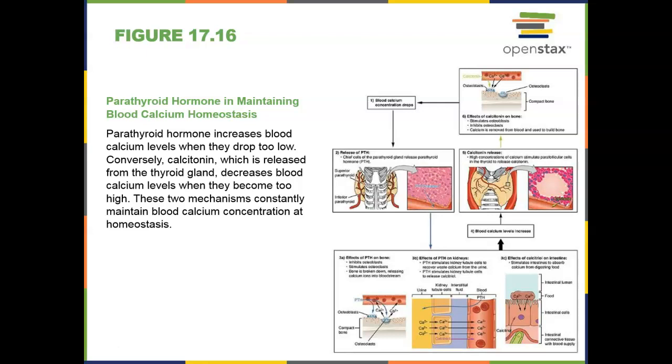Parathyroid hormone moves into the blood and stimulates osteoclast activity and inhibits osteoblast activity. So this stimulates the osteoclast to break bone down and release calcium into our blood. It also stimulates the release of phosphate through urination, because when calcium is released into the blood, so is phosphate, and we don't want a lot of phosphate, so we get rid of that phosphate.